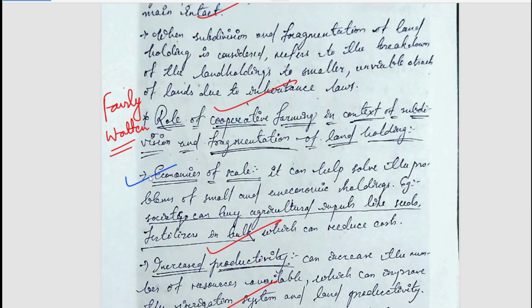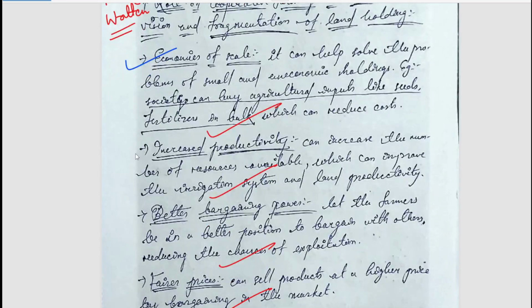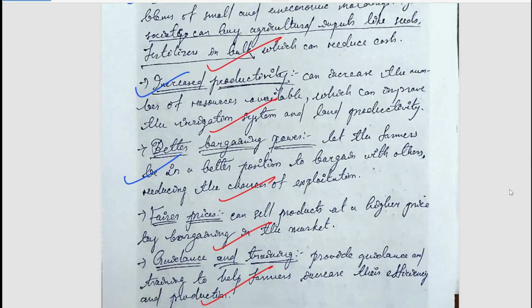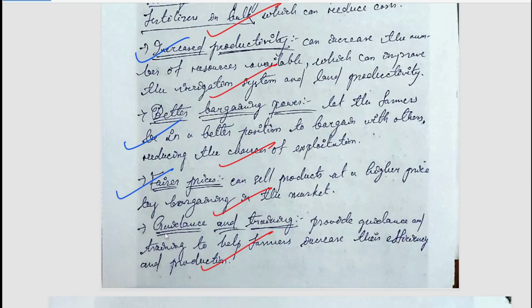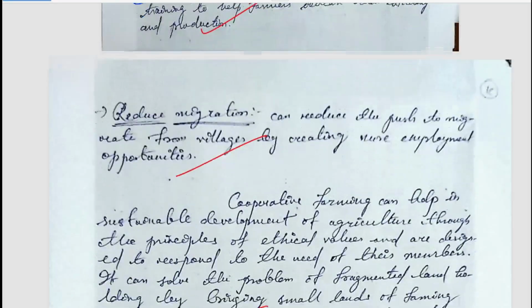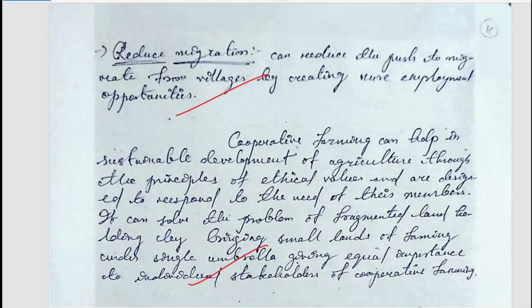Obviously economies of scale. Suppose you are growing one crop in a single field; it is very difficult to scale it. You will have hindrances in inputs and in mechanization. But when you pool with other farmers, your area also becomes larger and you get a good scale of production, increased productivity, and better bargaining power. Obviously, there is strength in unity; one person is not better than ten in bargaining. Also fair prices, guidance and training. These are well written points, you can simply pause and read them. Also reduced migration.